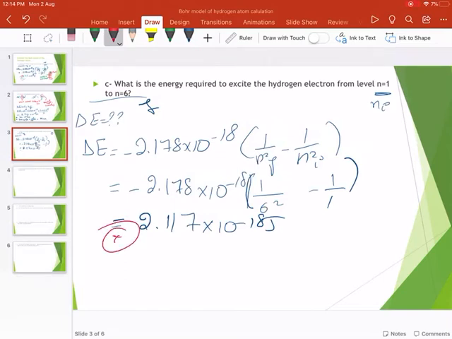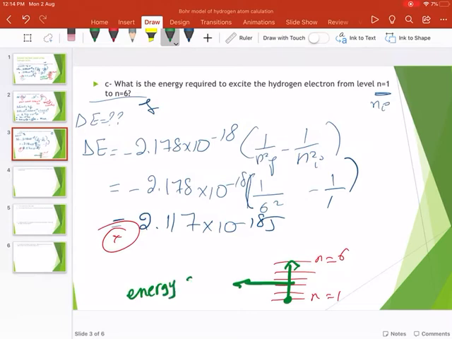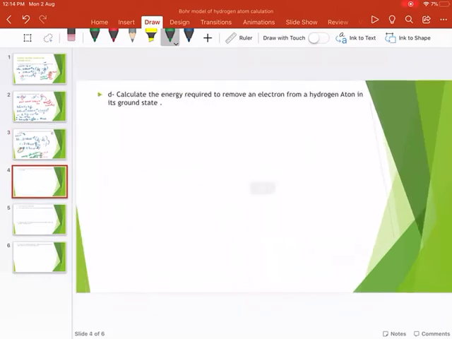Is the answer convenient? Yes, it's positive, since the electron is excited from low energy to higher energy. If these are the energy levels, this is 6, this is 1. Here in this problem, the electron was here and is going to a higher energy level. So in such a case, the energy should be absorbed, indicating that the sign is positive.